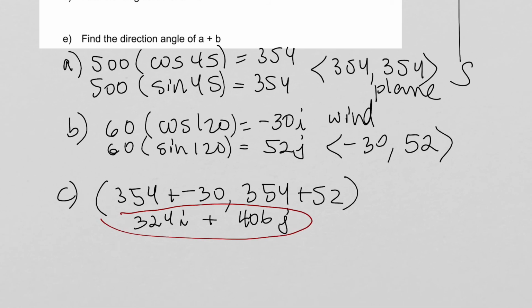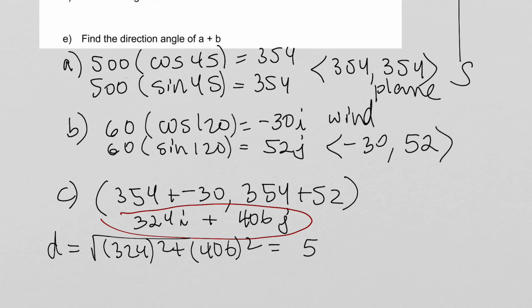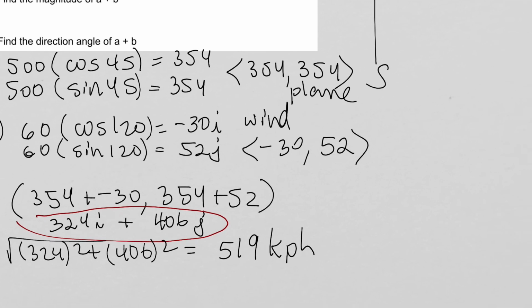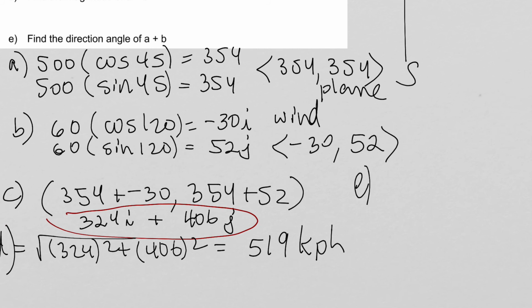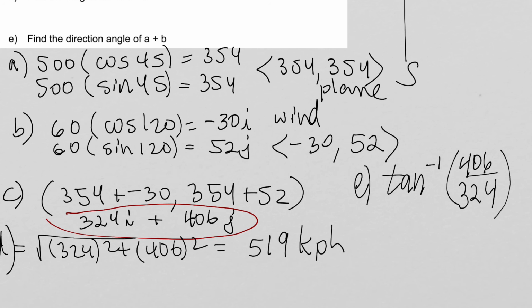Now I have to get the magnitude. So I'm going to use that formula, square root. When I plug that in, the speed as a result of the wind affecting it is 519 kilometers per hour. And then to get the direction angle, which is theta, tangent to the negative 1, B over A, so the B is 406, the A is 324. I plug that in, and the angle is 51.4 degrees. All right, so the angle again was 51.4 degrees, and the magnitude of the plane is 519 kilometers per hour.